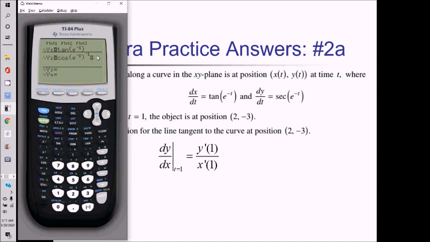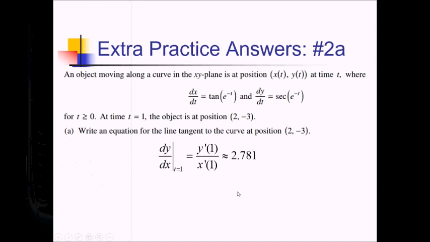So now that I've got that entered in there, let me just do y prime of 1 over x prime of 1. So I'll just do a fancy fraction here. For y prime of 1, I do alpha trace y2, because that's where I stored y prime, and I plug 1 into that. And then down below, for x prime of 1, I do alpha trace y1, and plug 1 into that as well. Press enter, and that's about 2.7806 or 781, depending on how far you want to round that out.